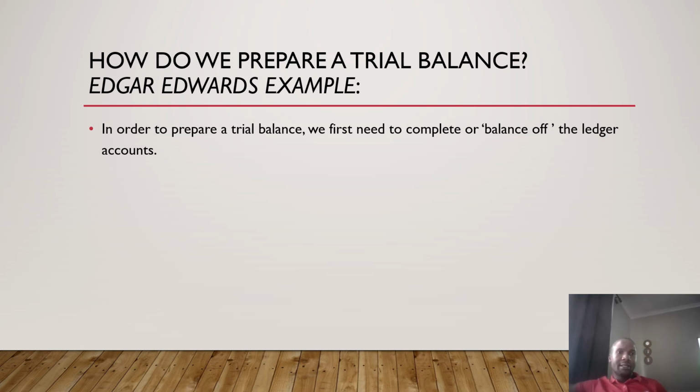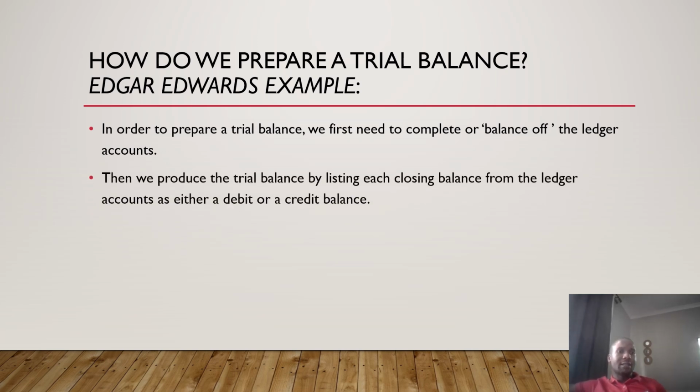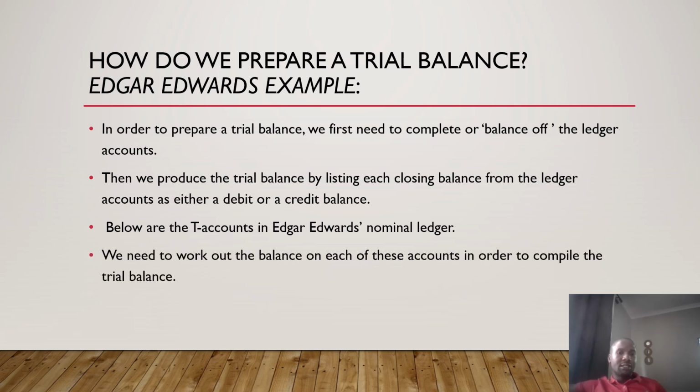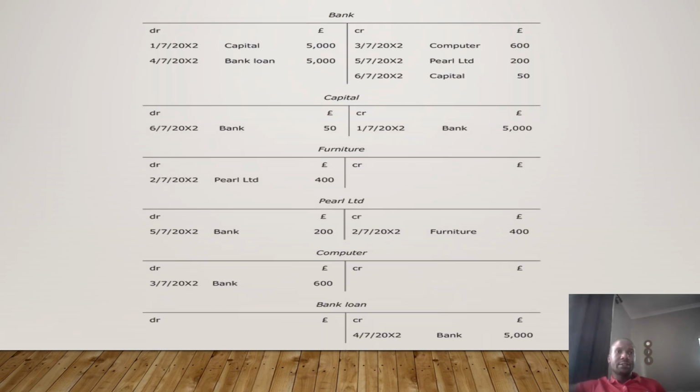So in order to prepare a trial balance, we first need to complete or balance off the ledger accounts. What do we mean by that? After that, we produce the trial balance by listing each closing balance from the ledger accounts as either a debit or a credit balance. So we have some T accounts, as I earlier mentioned, of Edgar Edwards in nominal ledger. We are going to work out the balances of these T accounts that are showing on your screen. So we have about 60 accounts here.